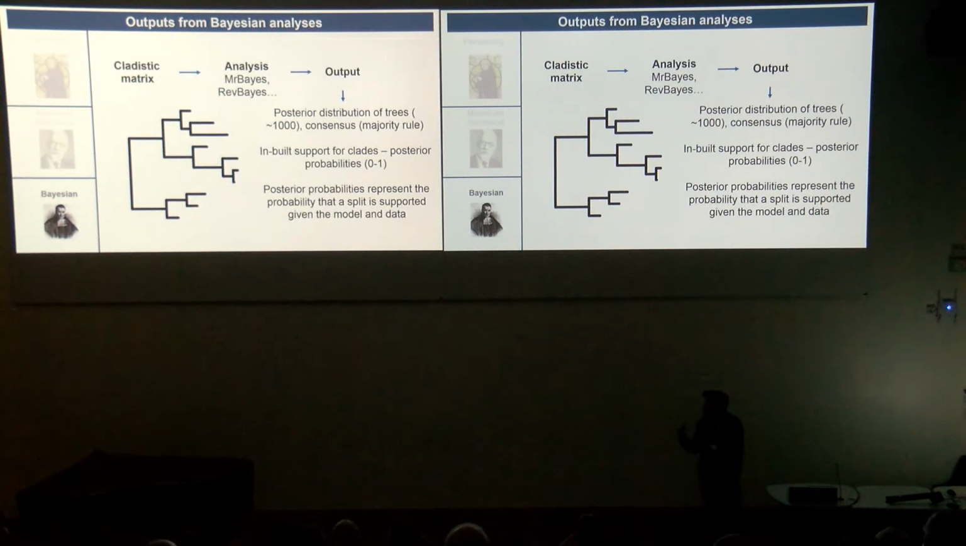So again, we take our cladistic matrix, run it through some software, like MrBayes or RevBayes, and we get out this posterior distribution of trees. Typically we take at least 1,000 trees from that. And unlike the other methods I've mentioned, this comes with kind of inbuilt support measures. So these posterior probabilities, values between 0 and 1, which indicate how well a split on the tree is supported.